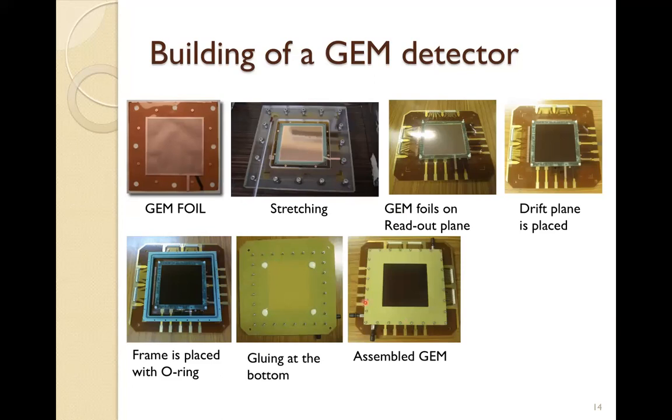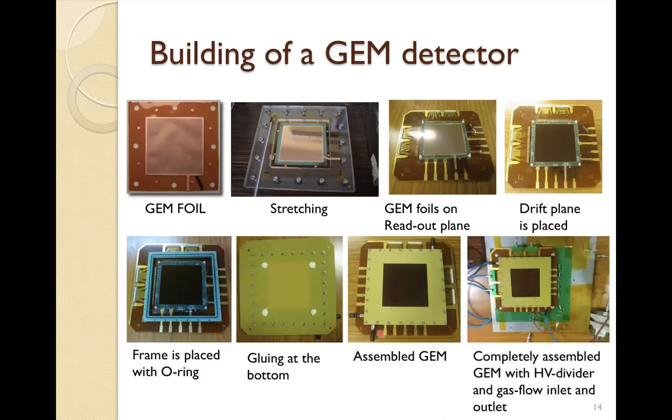Now from the top of it, I have placed the cover plate, and this is also capped on to assemble the GEM. And now these are the nozzles for application of gas. So this is the completely assembled GEM detector, with the high voltage divider network. I will show in detail also, and you can see these 4: 1, 2, 3, 4.